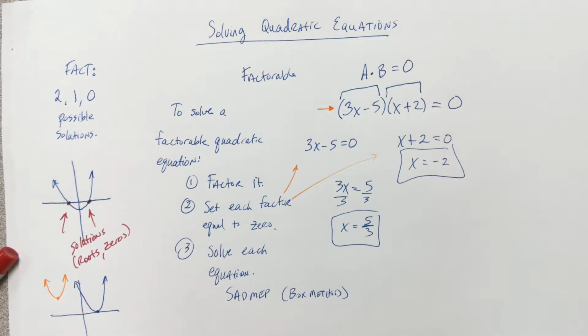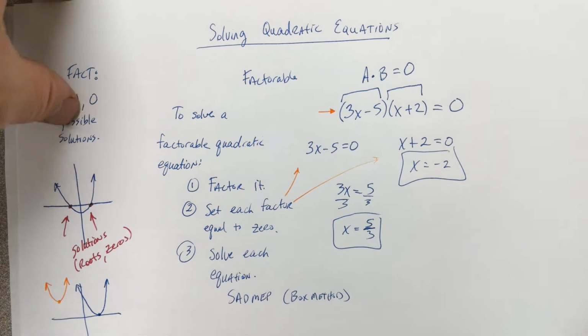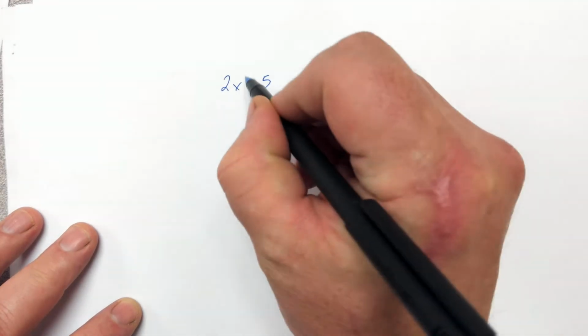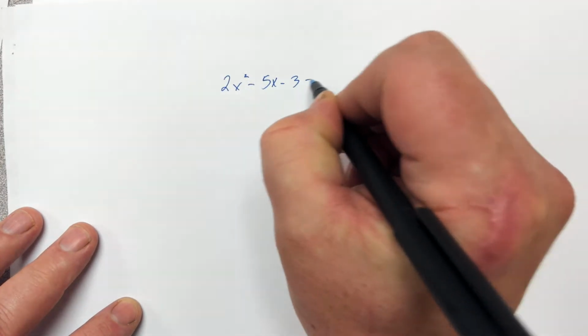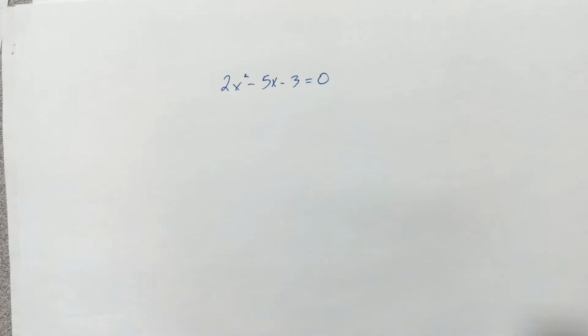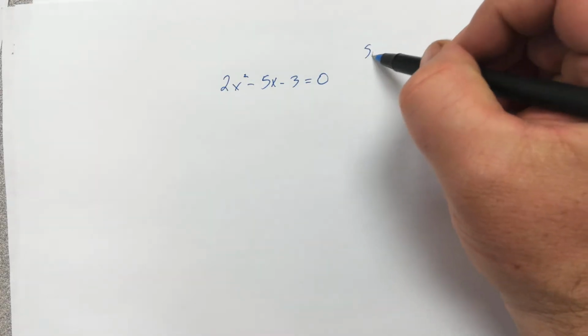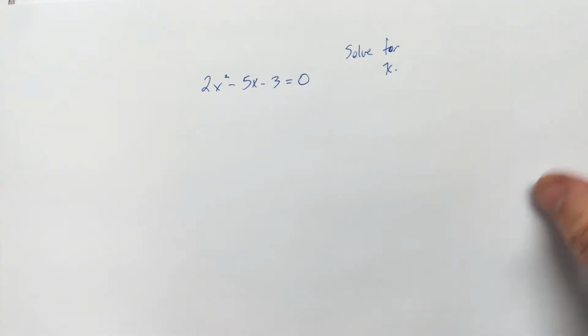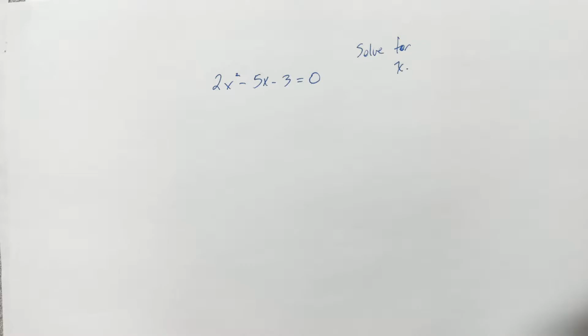Sure? Okay. Now sometimes there's a step before the factoring. We'll get to that in just a minute. Do you want to do one together? Let's do this one. Let's do 2x squared minus 5x minus 3 equals 0. And so what we're going to do is we're going to solve this. Solve for x. 2x squared minus 5x minus 3.